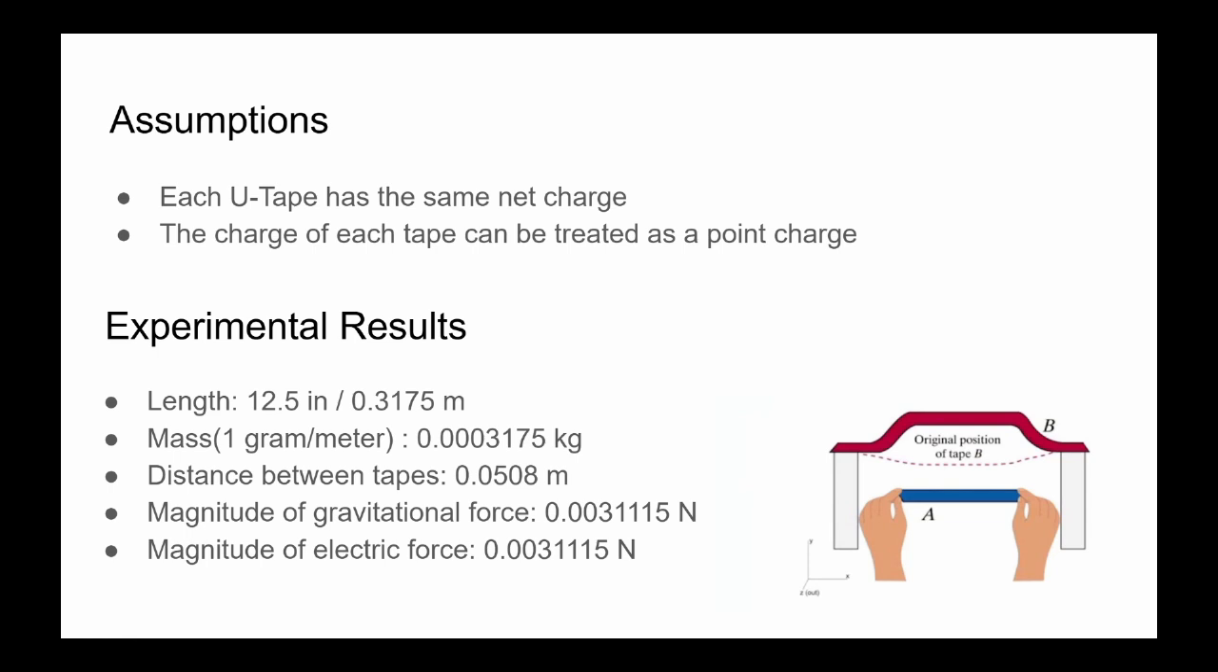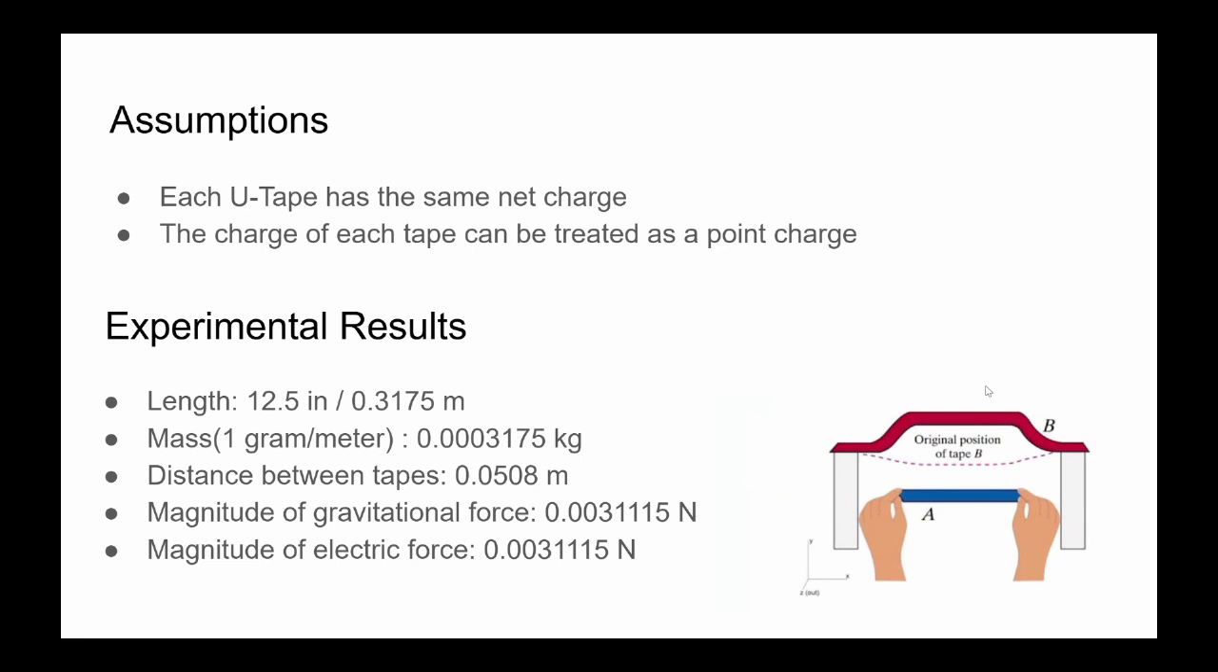The results that I got from the lab are that the length of tape B, from this image on the right, is 12.5 inches, or 0.3175 meters. The mass of the tape, based on 1 gram per meter, is 0.003175 kilograms. The distance between the tapes, so the distance from A to B, was 0.0508 meters.